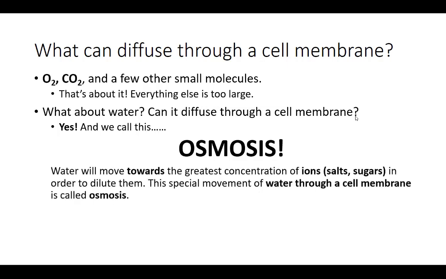So in osmosis, water wants to move towards the greatest concentration of ions. Ions are anything like salts or sugars or anything else that water is able to dissolve. We just kind of call those ions. And water moves towards the greatest concentration of ions in order to dilute them. This special movement is simply called osmosis. So let's take a look at that.